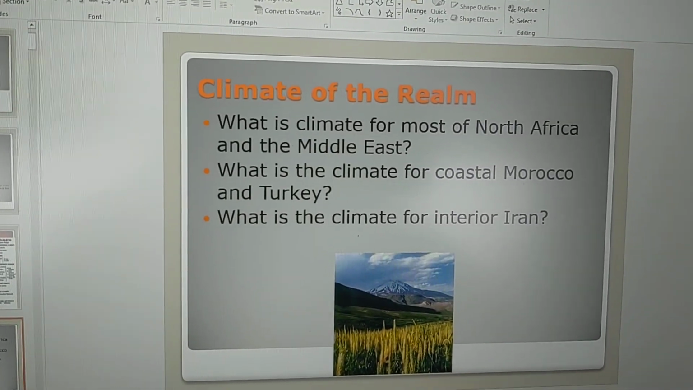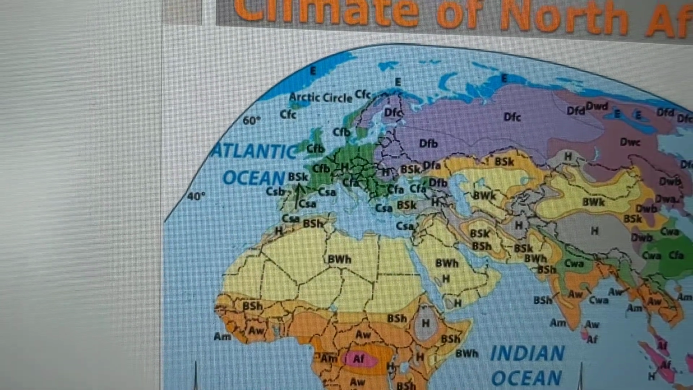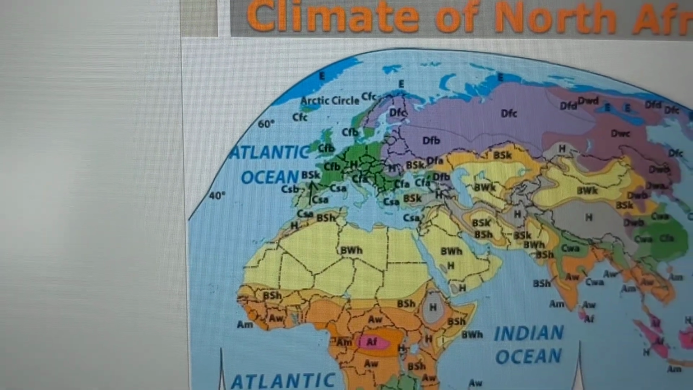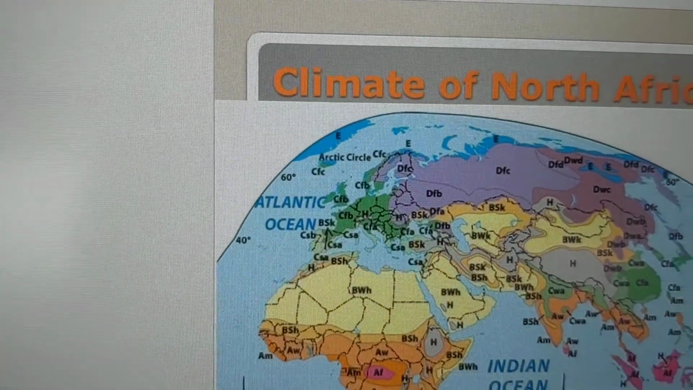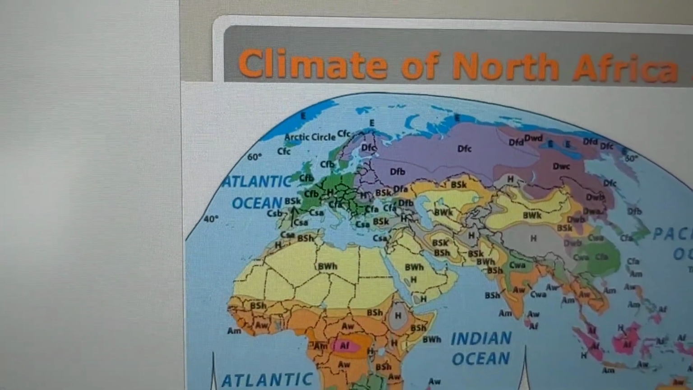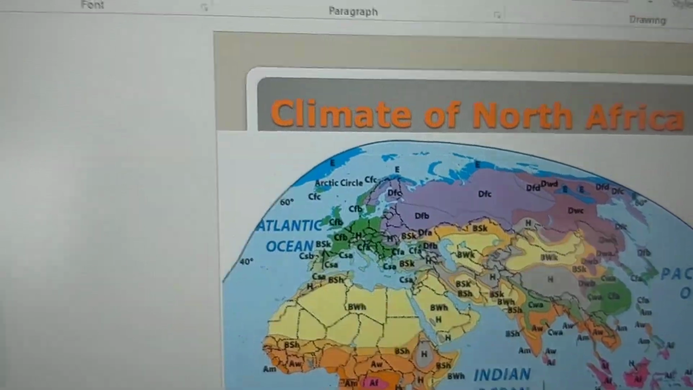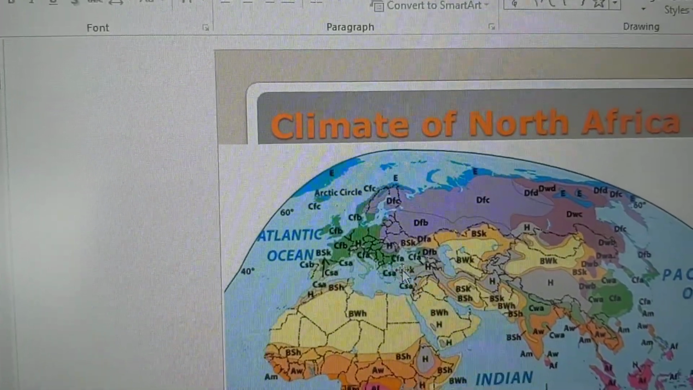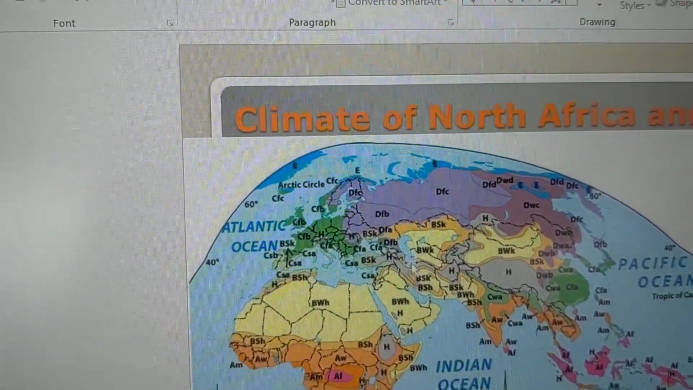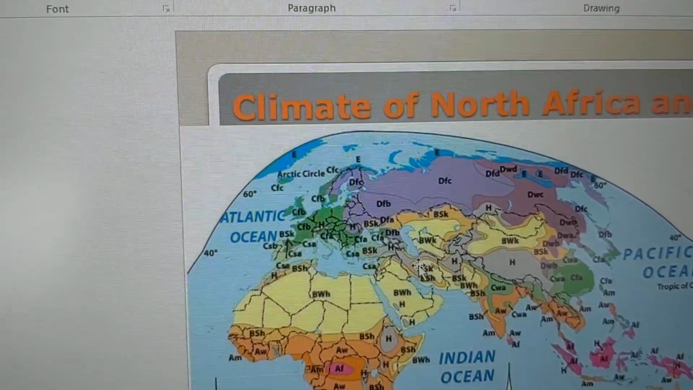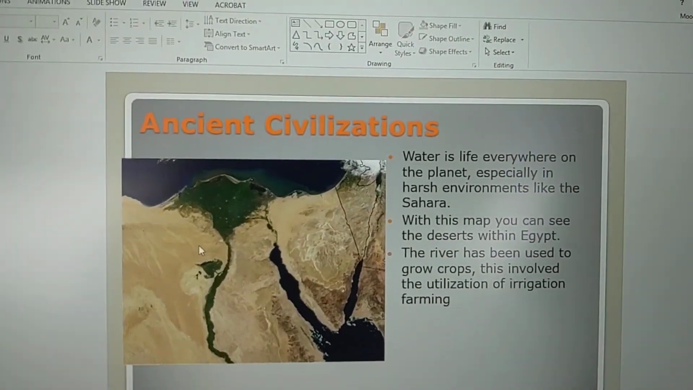But there are variations in other areas, like coastal Morocco, Turkey, and the interior of Iran. Parts of coastal Morocco, situated over here, and also parts of coastal Turkey, have a moderate climate, a Mediterranean climate, by the Mediterranean Sea. Being situated near the waterways allows for it to be moderated. And interior parts of Iran, right here outside Tehran, have a highland climate, one of the few exceptions. But for the most part, it is a desert climate in most of the realm. So what about the ancient civilizations?